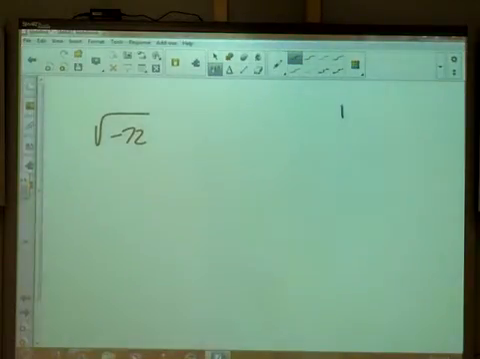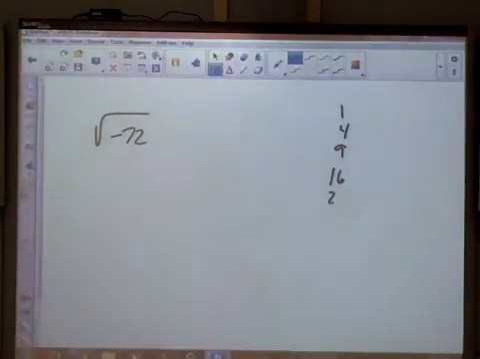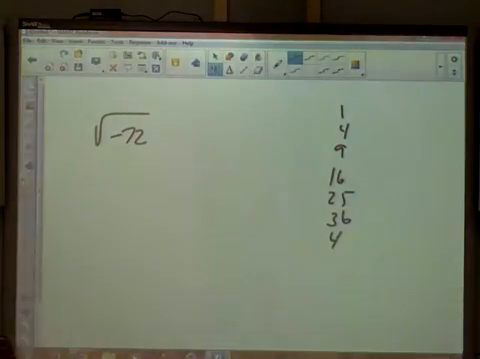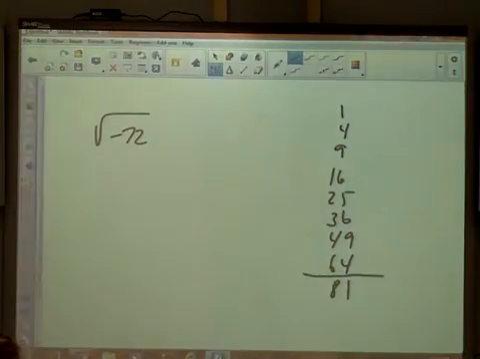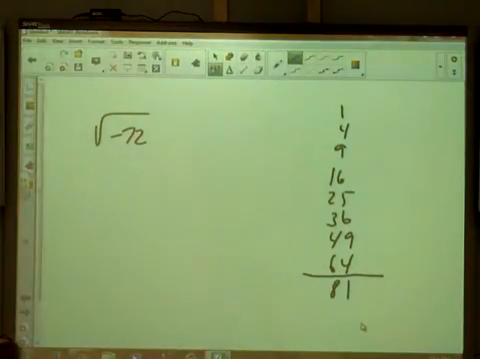So 1 squared is 1, 2 squared is 4, 3 squared is 9, 4 squared is 16, 5 squared is 25, 6 squared is 36, 7 squared is 49, 8 squared is 64, 9 squared is 81. That's far enough for this problem because I passed 72. What I noticed on my list of perfect squares is that 72 is nowhere to be found in there, right? So it's not a perfect square.